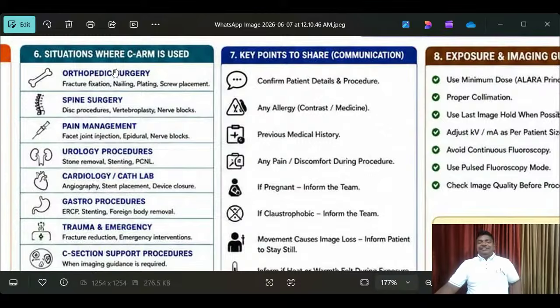Understand? Right. Come here. Let me say, only a little topic is pending. I'm going to finish right now, because my intention is to give you every piece of information. Spine surgeries: disc procedures, vertebroplasty, and nerve blocks.